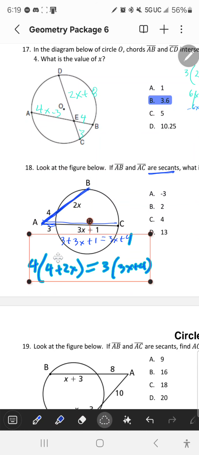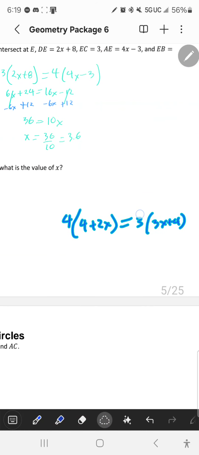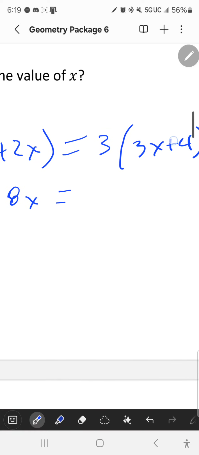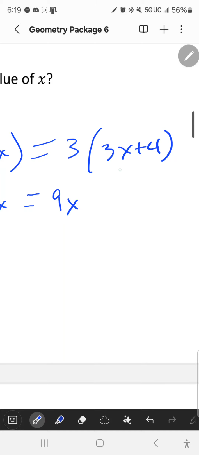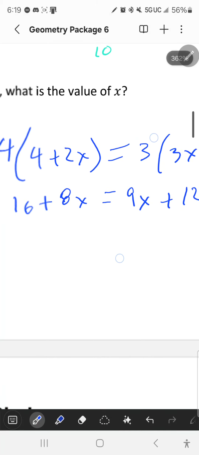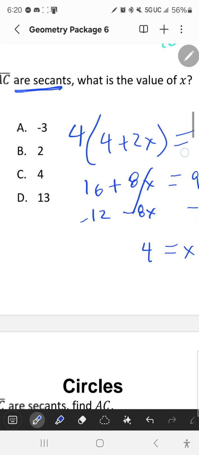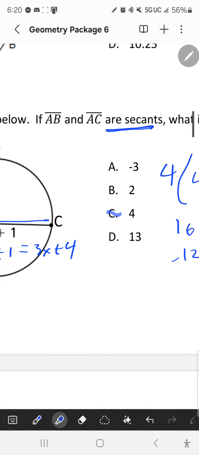So we take this, let me put it on the side. So 4 times 4 is 16, 4 times 2, 8, and we just keep the x, and then 3 times 3, 9, we keep the x, and then 3 times 4 is 12. Now we subtract 8x from both sides and we subtract 12. So this cancels and this cancels, and we have 16 minus 12, which is 4, and then 9x minus 8x, which is just x. So this is our answer, which is choice C.